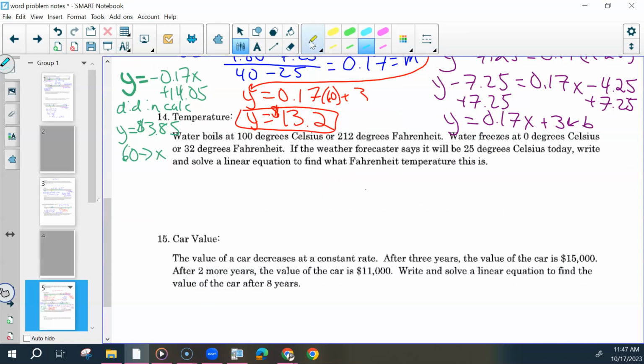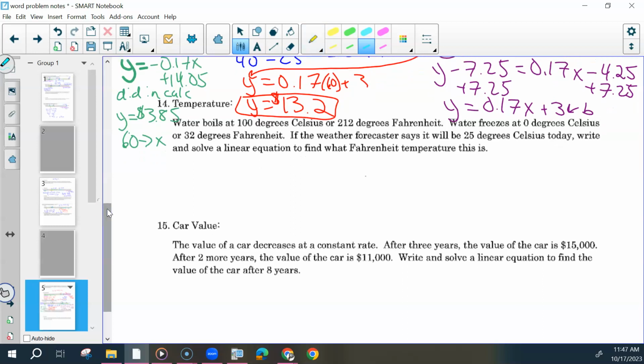So for number 14, let's read it. Temperature, water boils at 100 degrees Celsius or 212 degrees Fahrenheit. Water freezes at 0 degrees Celsius or 32 degrees Fahrenheit. If the weather forecaster says it will be 25 degrees Celsius today, write and solve a linear equation to find what Fahrenheit temperature this is. What's important? Say that again. 100 degrees Celsius, 212 degrees Fahrenheit, 0 degrees Celsius, 32 degrees Fahrenheit. We're looking for what the Fahrenheit temperature will be at this. Right.